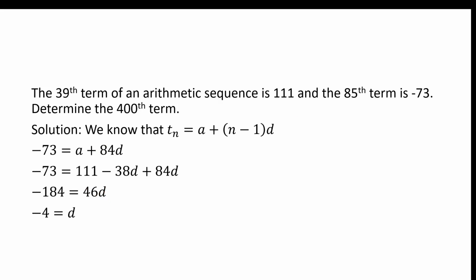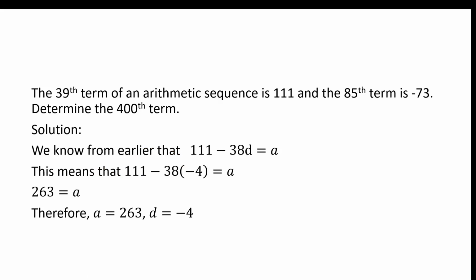Okay, so subbing that into the second equation, letting A be 111 minus 38D, we get that negative 73 is 111 minus 38D plus 84D. Subtracting 111 from each side and collecting up our like terms, we get that negative 184 equals 46D, meaning D is negative 4. Well, we also know that A is 111 minus 38D, so since D is negative 4, that means A must be 263.